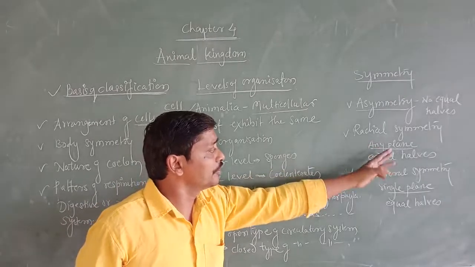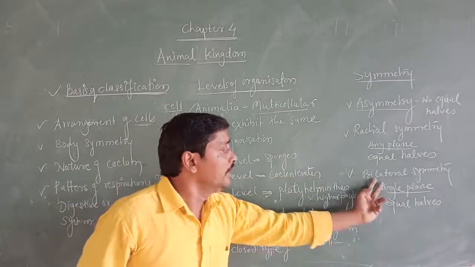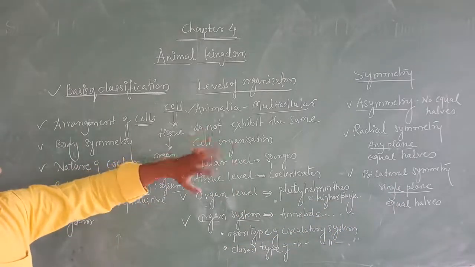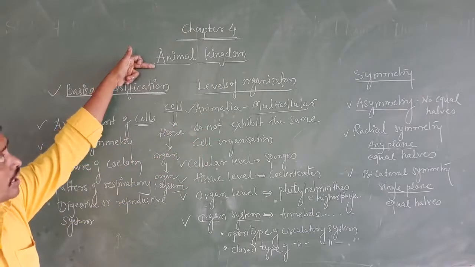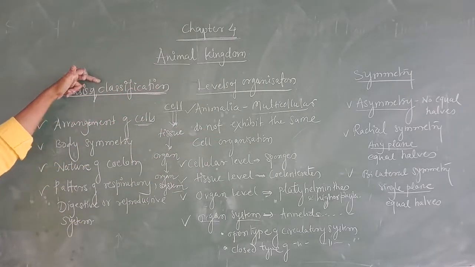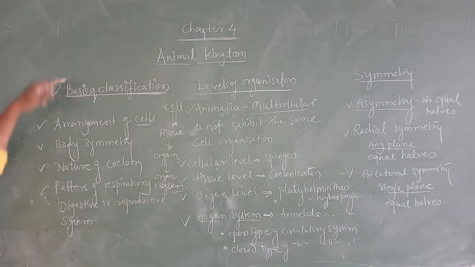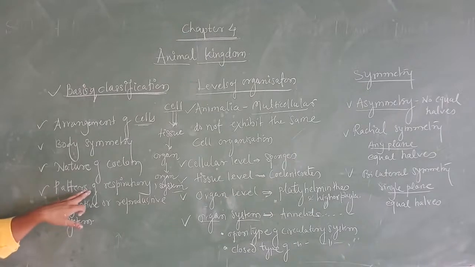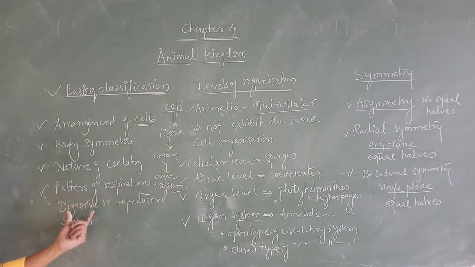Here, Coelenterata, cnidaria, and after that, those that come next all show bilateral symmetry. Understood? This is about symmetry. So in today's class, what else have we studied? Basis of classification. Here we are going to study the arrangement of cells, body symmetry, nature of coelom, patterns of respiratory, digestive or reproductive system.